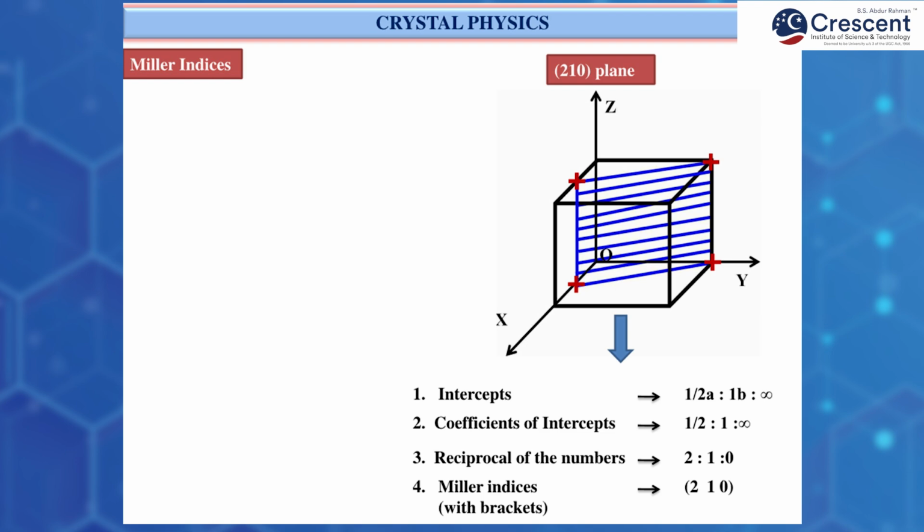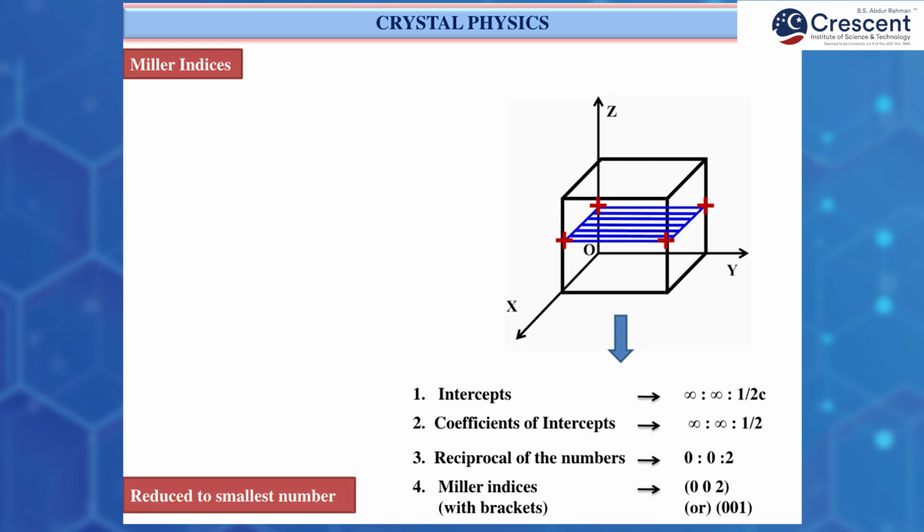These are all the coefficients of intercept along x, y, z. If you take the reciprocal, 2, 1, 0, and express it in brackets, that shows the (2 1 0) plane in a cubical structure. In a similar way, you can take the next set and practice more planes in a cubical structure.